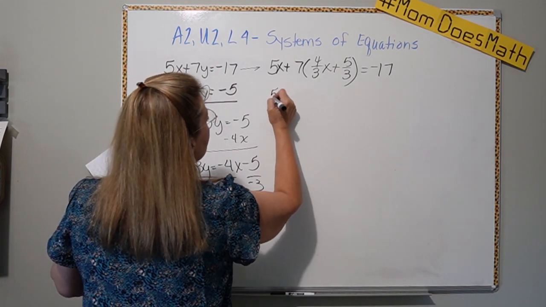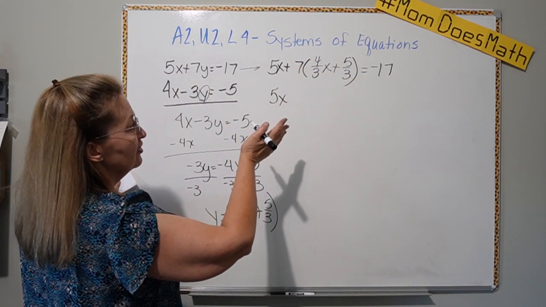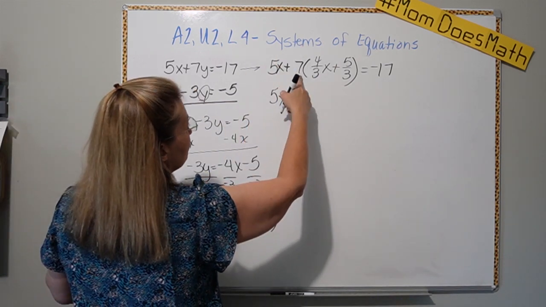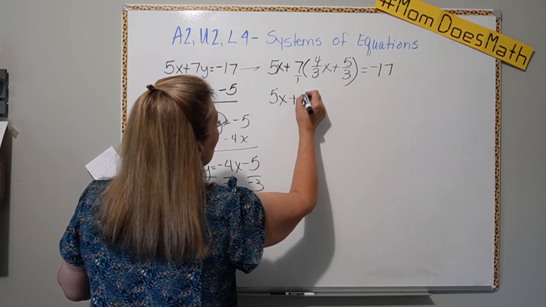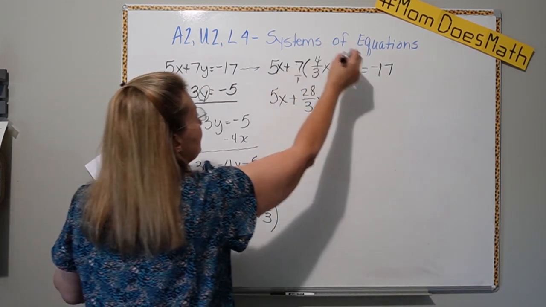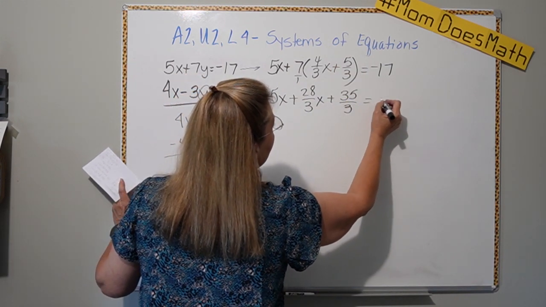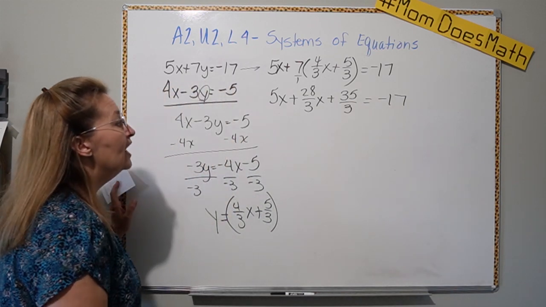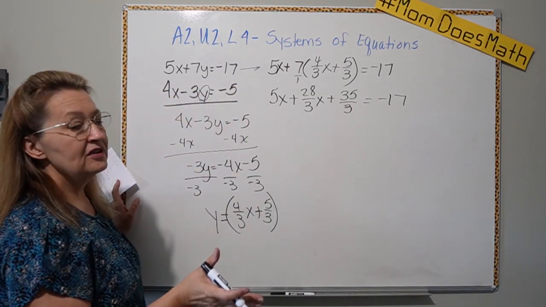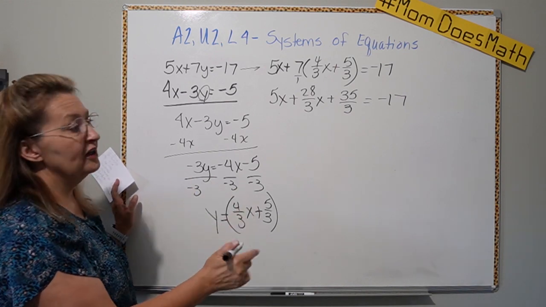All right, when we distribute this 7 into here, remember when you multiply a whole number times a fraction, it's actually 7/1. You're just multiplying the whole number times your numerator. So 7 times 4 is 28 over 3x. And then 7 times 5 is 35 over 3 equals negative 17. Now, what I'm going to do, because I'm not fixing to fool with these fractions forever, let's just get rid of them. Let's just multiply all the way through by 3, and that's going to turn everything to whole numbers.